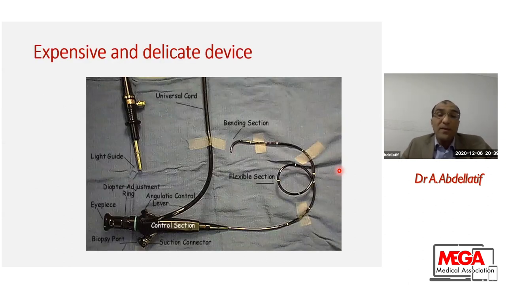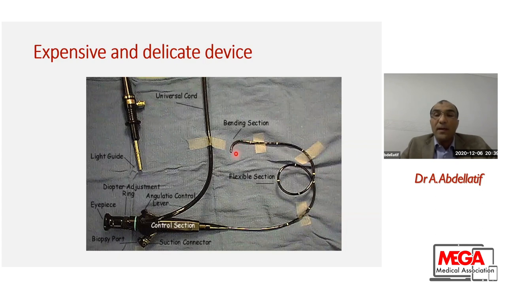The structure of the device: this is the first version, which was fiber optic, was called fiber optic. The fiber optic structure consists of the control section and the shaft. The shaft is usually 65 centimeters long, and it's graded every 5 centimeters with the white mark here. The last 5 centimeters is the bending section.